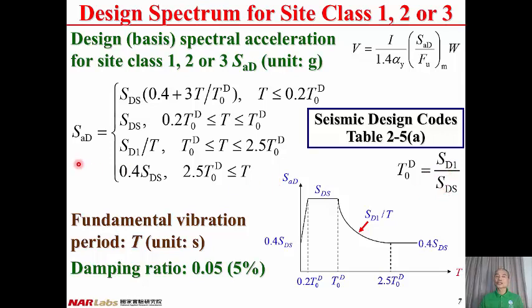Therefore, the spectral acceleration can be fully described by 2 parameters. One is SDS, the other is SD1. And the T here is the fundamental vibration period of the structure, and the unit for T is second. And the damping ratio of the structure is fixed to be 5%, that is 0.05.